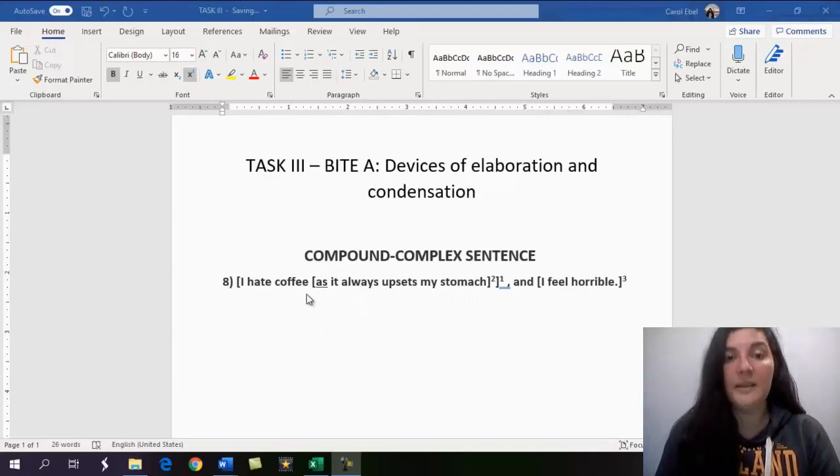In this case, this dependent clause serves as an adverbial to give information related to the reason why this person hates coffee. Apart from that, we can see that this first independent clause is joined to another independent clause by the use of a coordinating conjunction, and. As these two clauses can stand alone as complete meanings and they are independent clauses joined by a coordinating conjunction, we need to apply a comma.